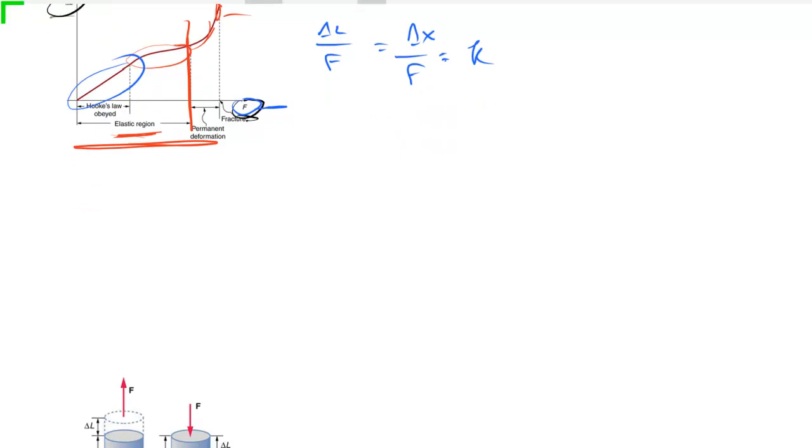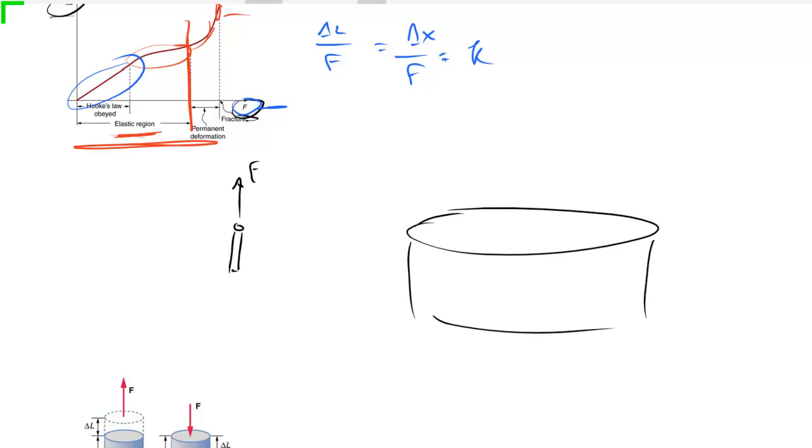If I had a really skinny steel rod and I apply a force to it, then I might expect some stretching. But if I have a really thick steel rod and I apply that same little force, I might not expect quite the same amount of stretching, because this force is spread out over such a large area here, and this one over such a small area.